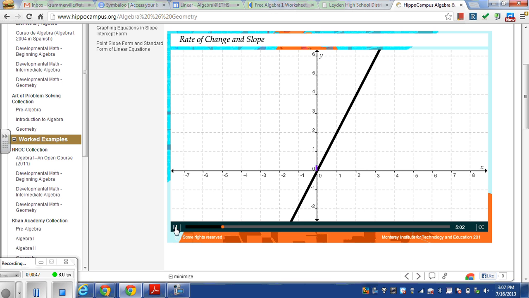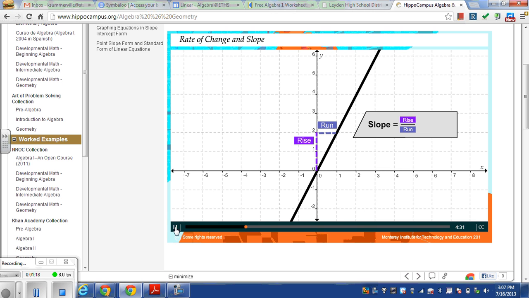We can see that for every two spaces on the graph that the line moves up, it also moves one space across. The amount of vertical movement is called the rise, and the horizontal movement is the run. The slope of a line is the ratio of the rise to the run. We can write this as an equation. Slope equals rise divided by run, or, for simplicity, rise over run.